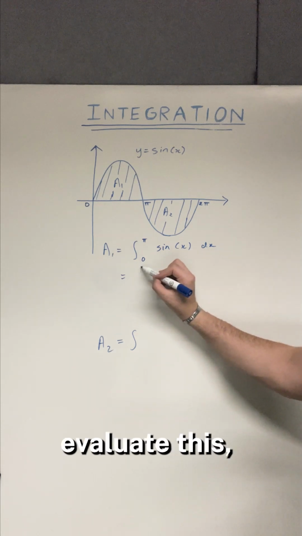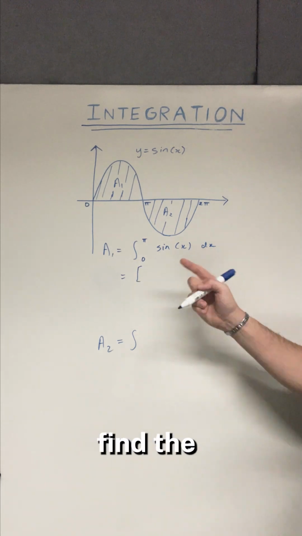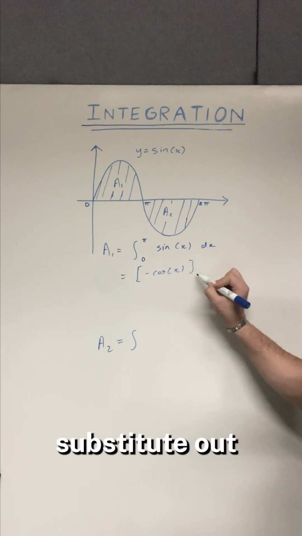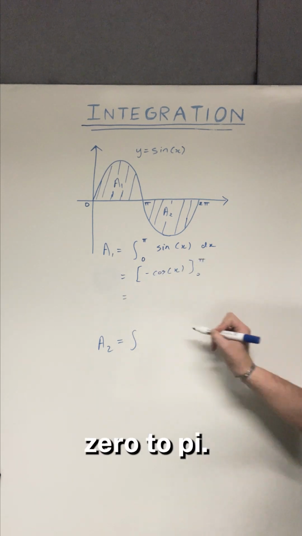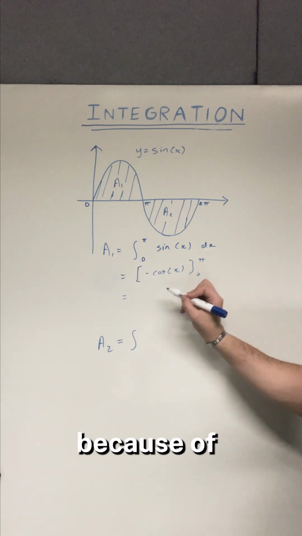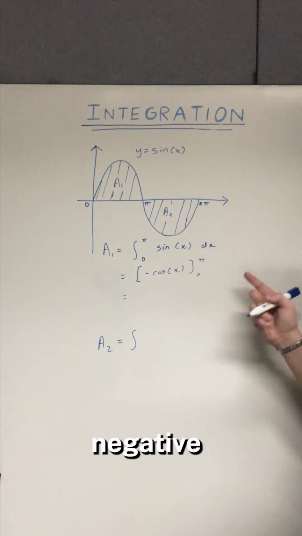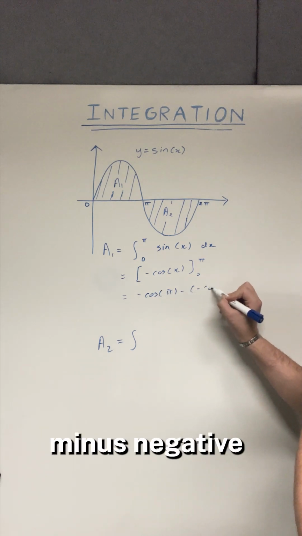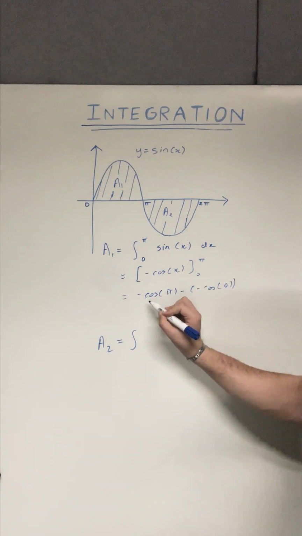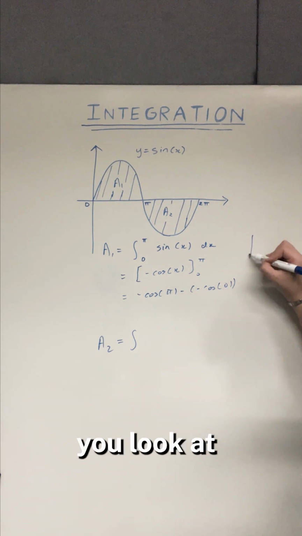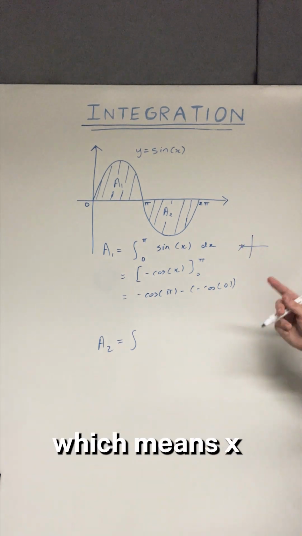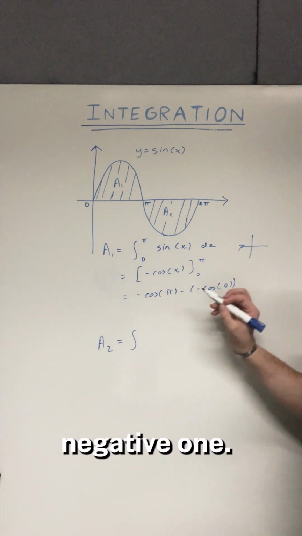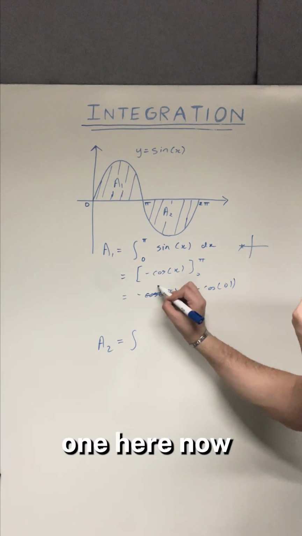Now, if we go ahead and evaluate this, we just find the integral of sine of x, which is negative cos of x, and we substitute our bounds 0 to pi. So we'll go negative cos of pi minus negative cos of 0. Now cos of pi is negative 1, because if you look at the unit circle, pi is there, which means x represents cos on a unit circle, so it's going to have an x value of negative 1. So this is actually negative 1 here.